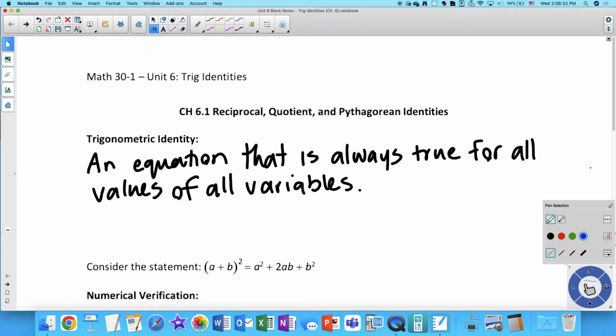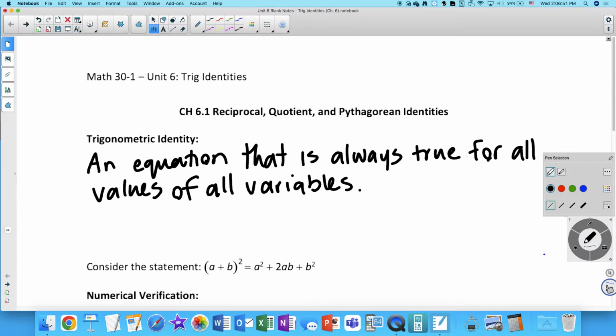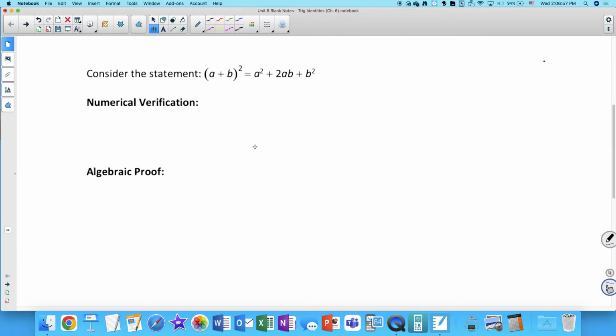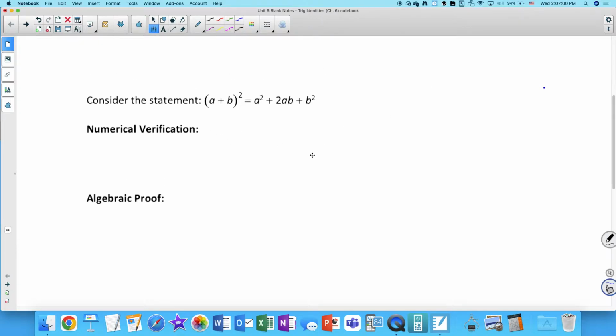A trigonometric identity is an identity that involves a trigonometric ratio. So we will see things like sine, cosine, tangent, and the reciprocal trig ratios as well: cosecant, secant, and cotangent. Okay. So, for example, if you consider this statement, (a + b)² = a² + 2ab + b², this is an identity. This is an equation that is always true for all values of a and b.